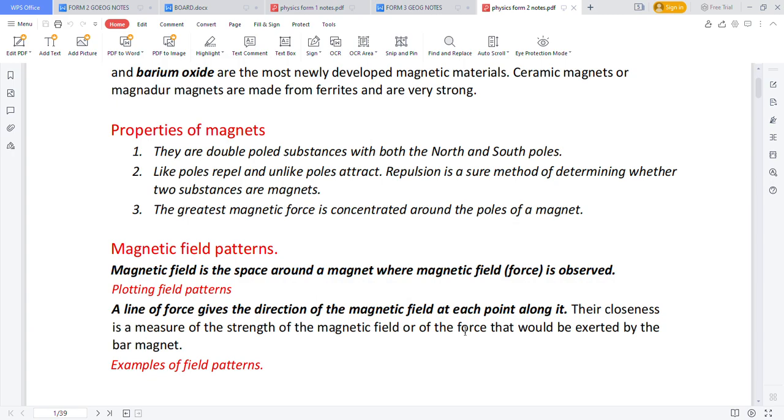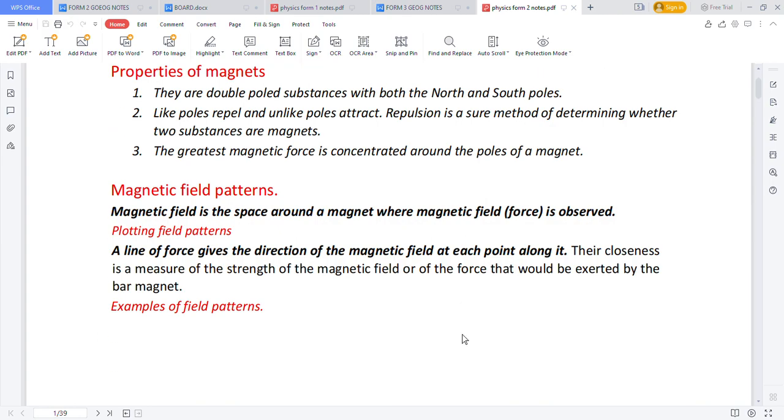Why are we not saying that attraction is the surest test? Because attraction is not the surest test of polarity, because it happens between unlike poles and also between a magnet and a magnetic material. But repulsion only takes place between like poles. The third one, the greatest magnetic force is concentrated around the poles of a magnet.